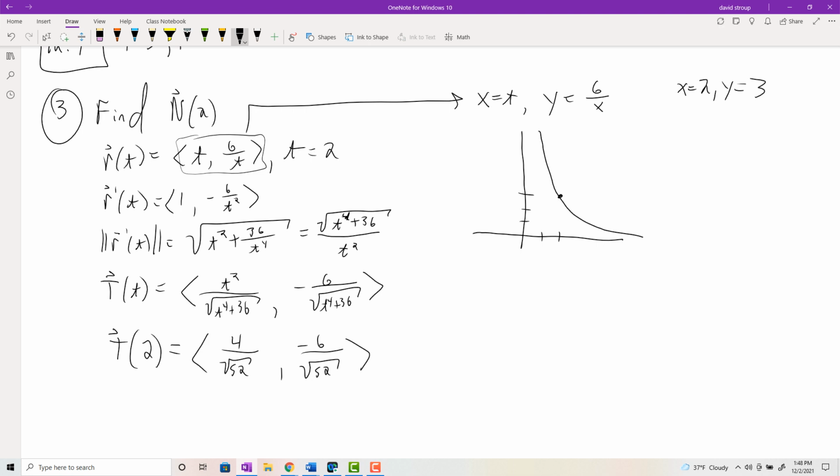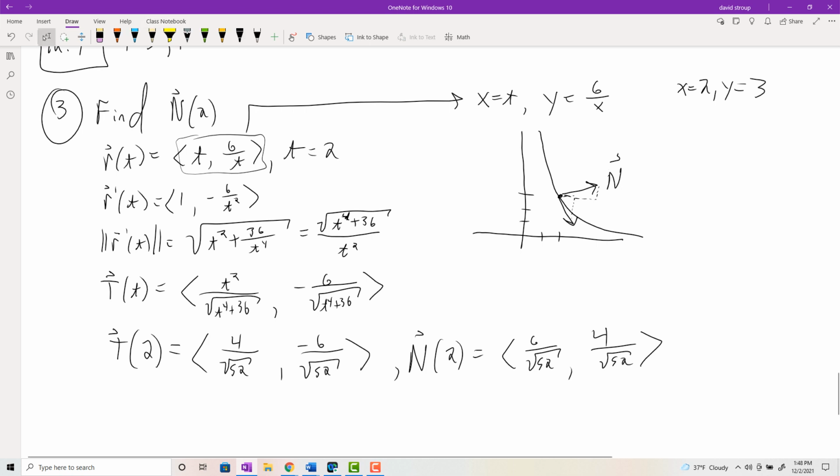And then at this point, the unit tangent vector, you see it's going in this direction. So it's going positive and then negative. Okay. We want the unit normal vector to go in this direction. In other words, positive, positive. So our unit normal vector then at 2 will just be 6 over root 52, comma 4 over root 52, because both components have to be positive to get that particular direction here. Okay, so I would expect you to draw a picture in order to get that answer.